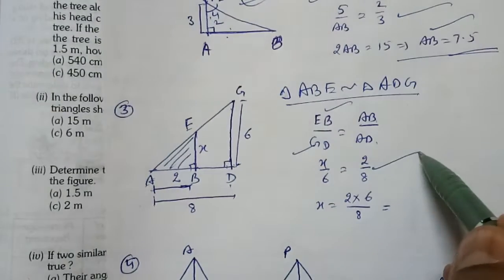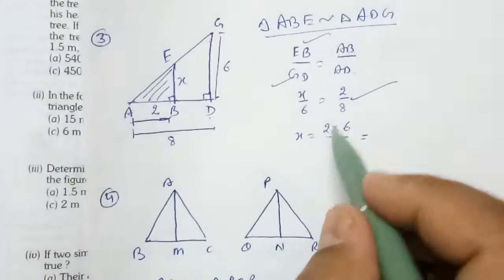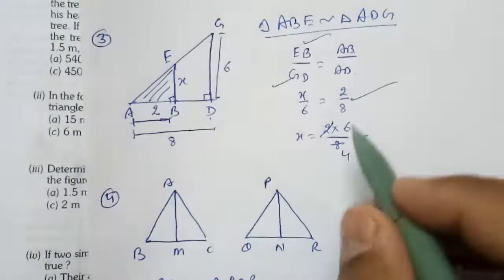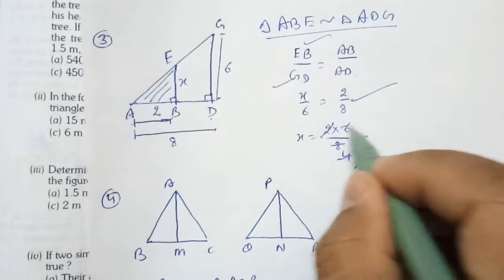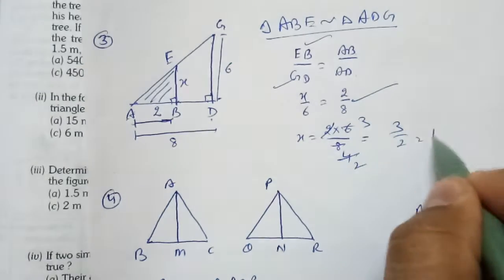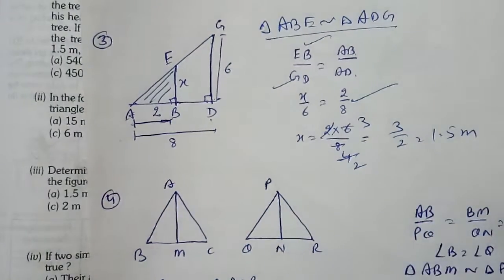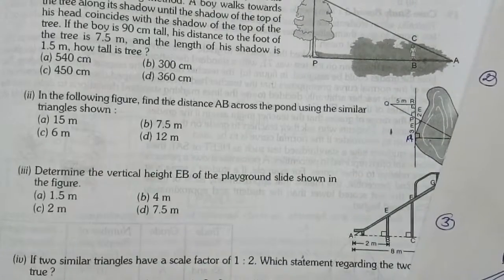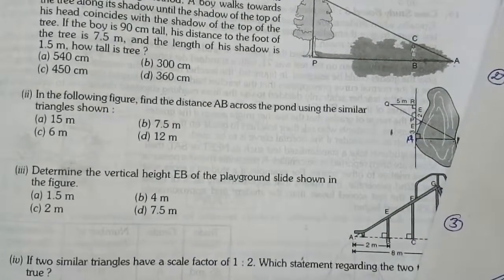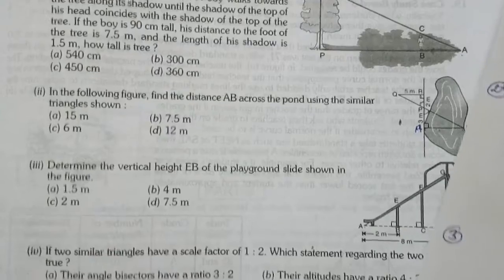So we will substitute the values here, and then we can calculate on the table of 2. So it is 3 by 2, which equals 1.5 meters. So EB will be equal to 1.5 meters. So option A.